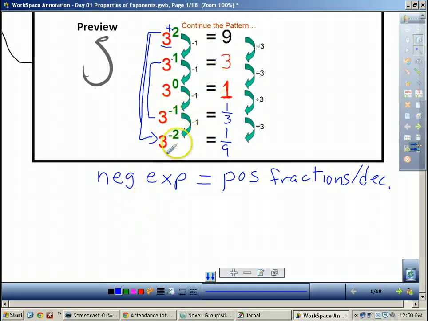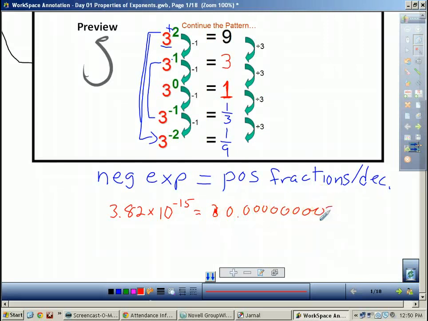When are negative exponents used? You mostly see it in science, especially in biology, when you're talking about things that are very small, like the size of a molecule or an atom. You see things written like 3.82 times 10 to the negative 15. This is not a negative number. That is equal to 0 point, and then 15 zeros, and then finally you get to 382.